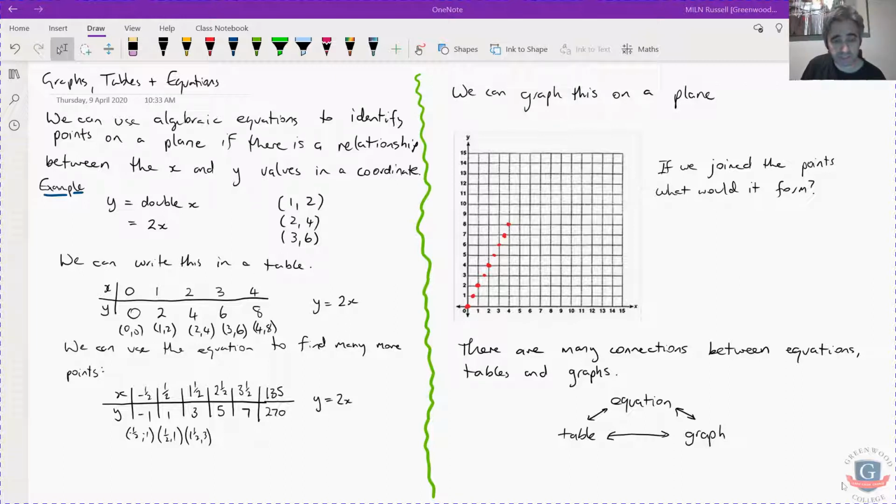If x was 1, y would be 2. If x was 2, double that would be 4. If x was 3, double that would be 6. Now we've got that from the equation, but let's put it into a table.